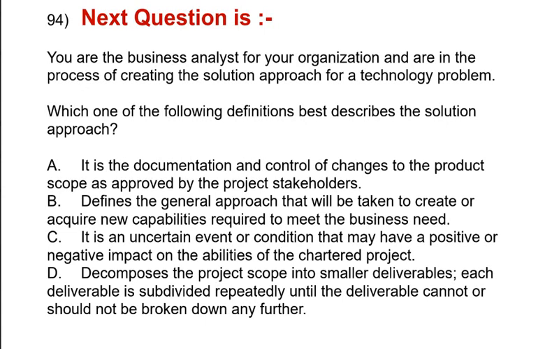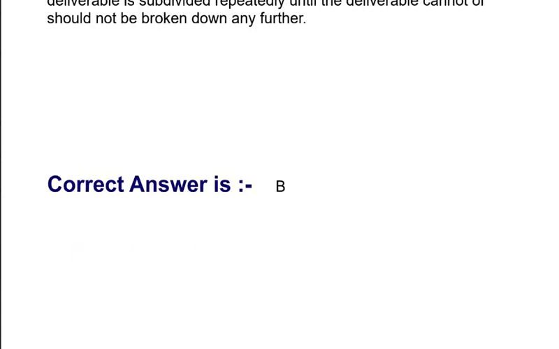Option C, it is an uncertain event or condition that may have a positive or negative impact on the abilities of the chartered project. Option D decomposes the project scope into smaller deliverables. Each deliverable is subdivided repeatedly until the deliverable cannot or should not be broken down any further. Correct answer is option B.